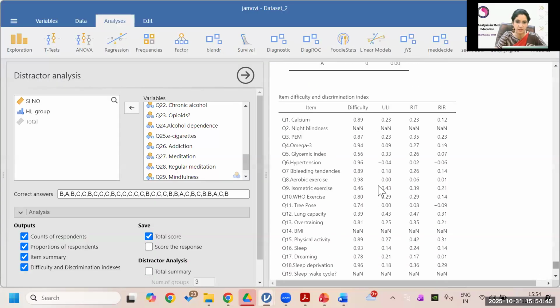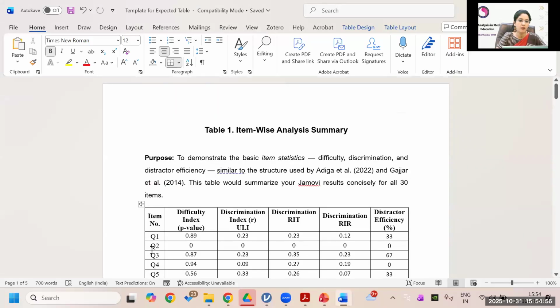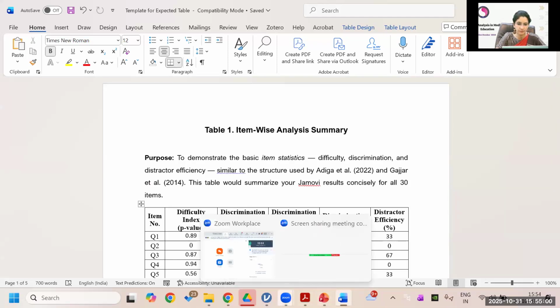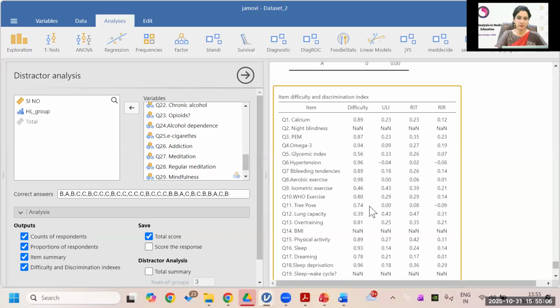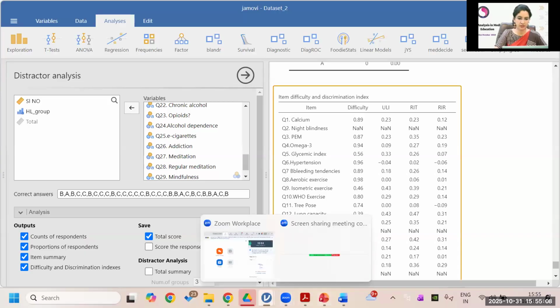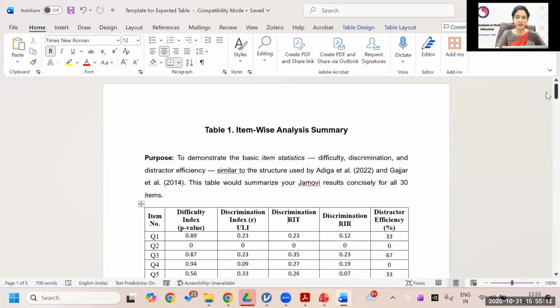This table you can copy paste. In the result, obviously you will not write all the questions, you will just write item number 1, 2, 3, 4, and then copy paste these values, this whole table, into this table. So this is the first table, and then you can write your interpretation.